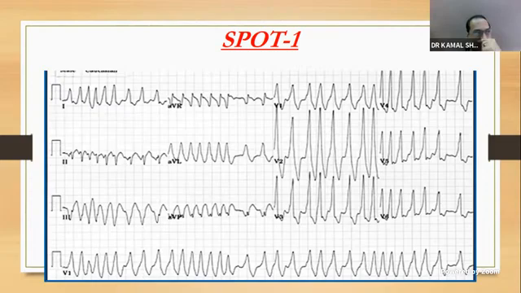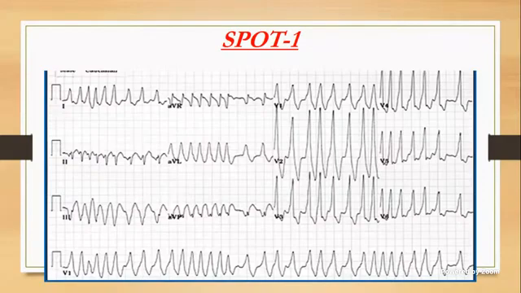Yes, so for lead 3, you will look at whether it's positive or negative. So lead 3 is positive or negative? Lead 3 is negative here, sir. Negative means you have to go away from it. So the axis is the tail end of lead 3. What would that be? Minus 90 degree approx. Minus 90.